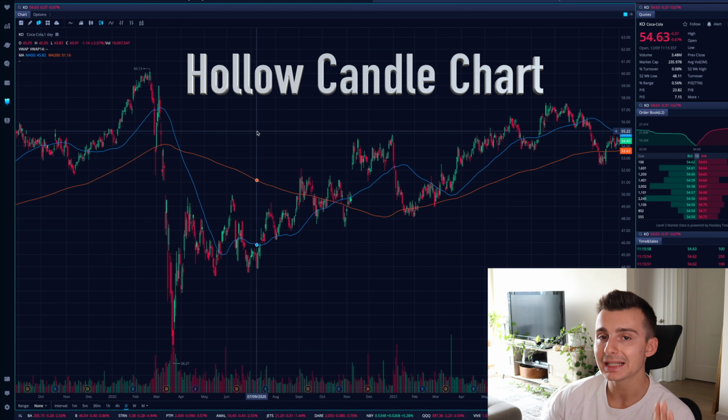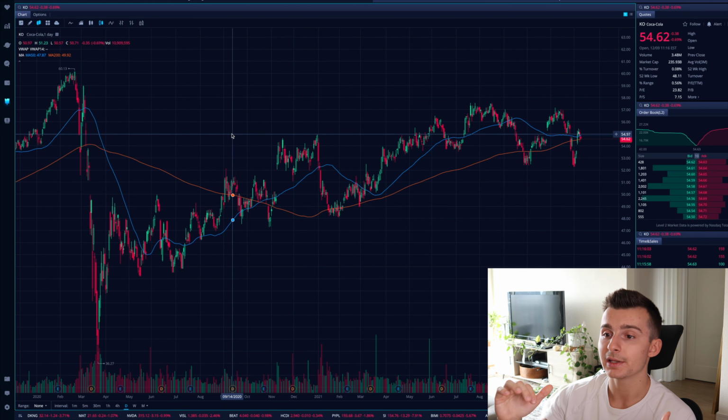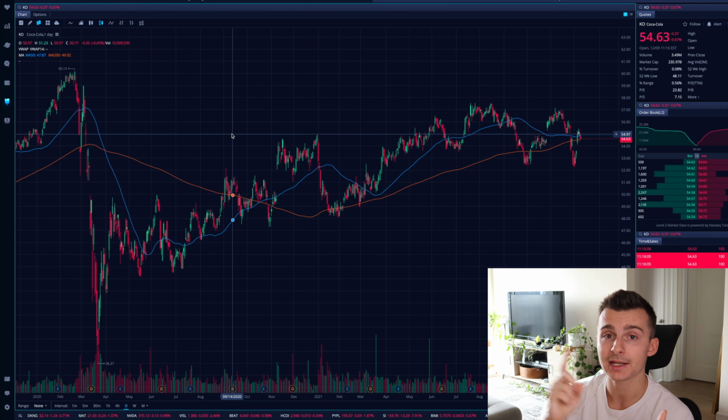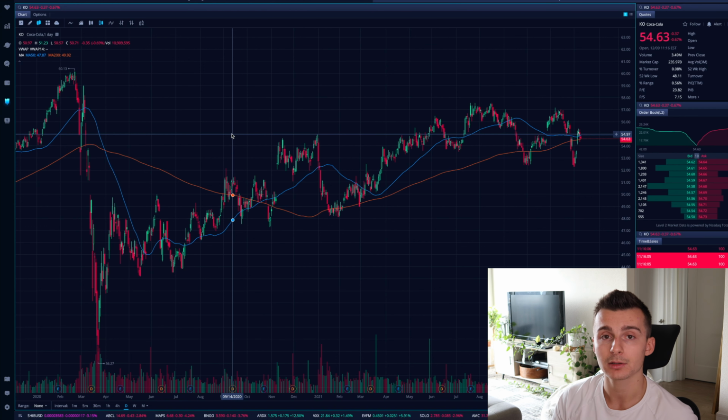Hollow candles are a little bit different. Hollow candles are going to tell us something different. With hollow candles, the color tells us was the stock up compared to the prior day close or the prior candle close, or was it down? That'll give us green or red. Red means it was down compared to the prior candle, the prior day.